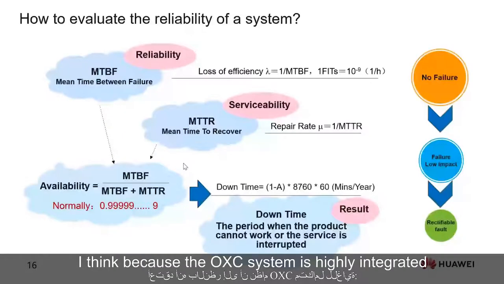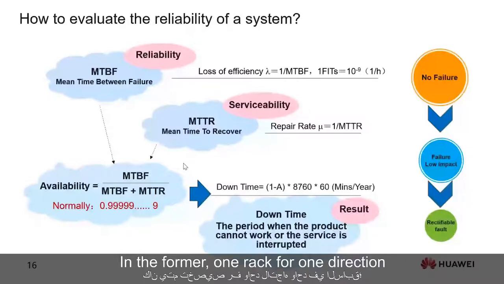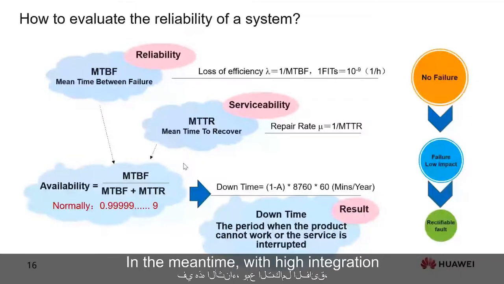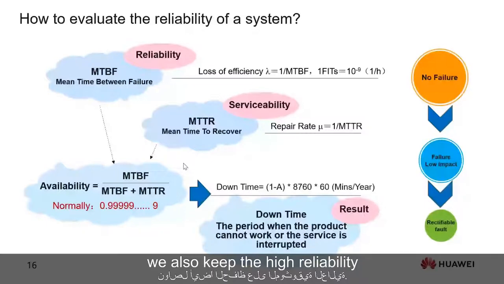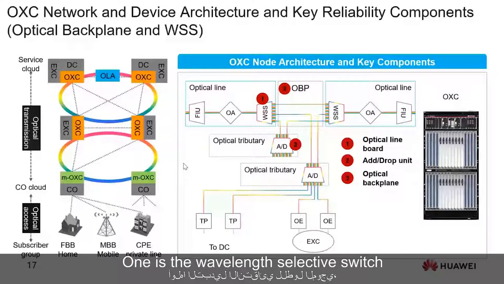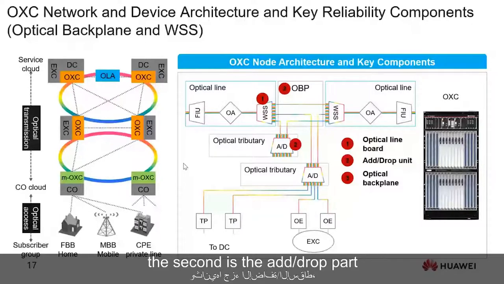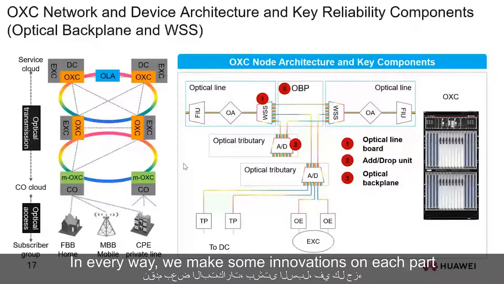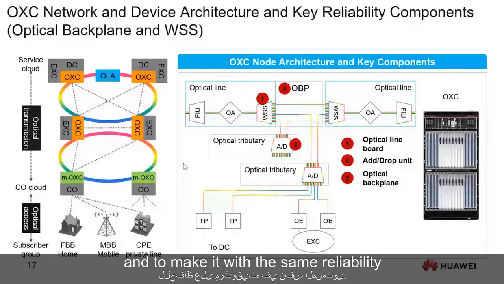Because the OXC system is actually highly integrated. In the former, it was one rack for one direction, but in the OXC system, almost one card for one dimension. And meantime with the high integration, we also keep high reliability. So you will see the main parts of the OXC system. One is the wavelength selective switches. Second is the add/drop part. And third is the optical backplane. In every part, we make some innovations to keep the same reliability.